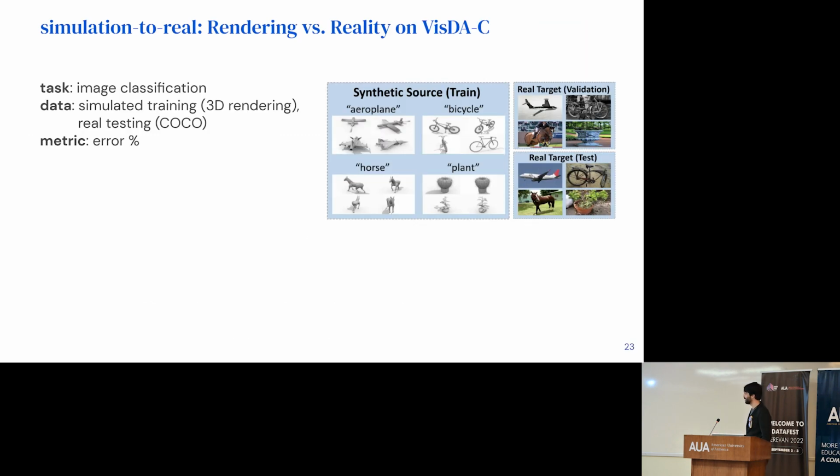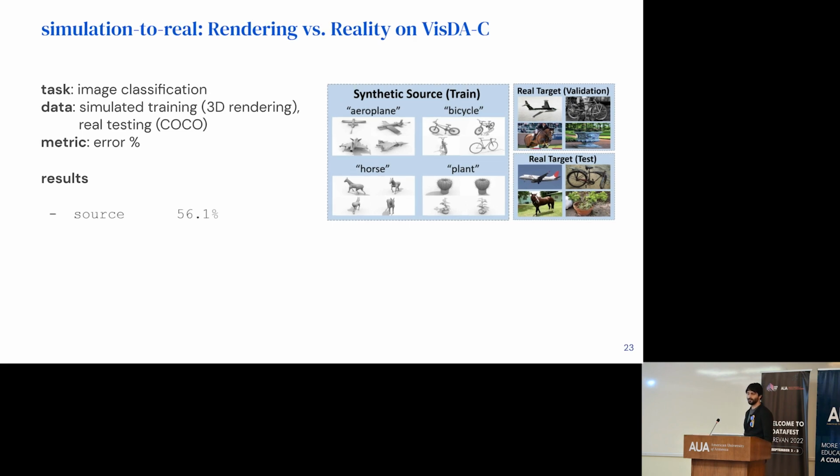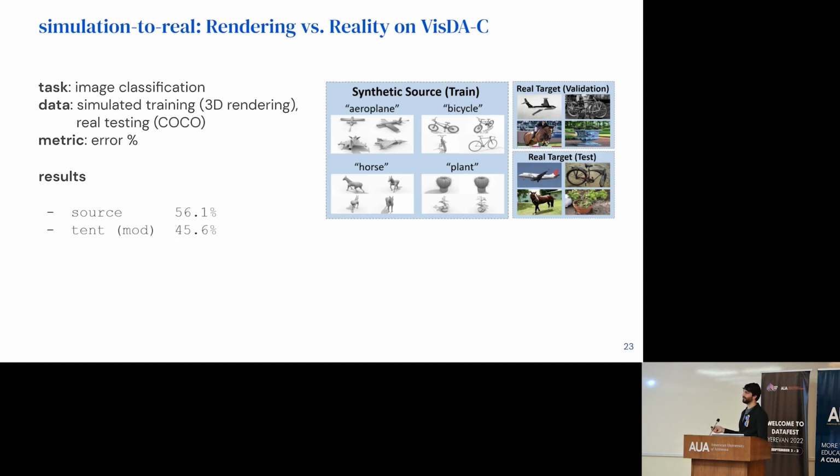So right, that was looking at these digits. Let's look now at simulated data. In this case, there's a standard data set called VisDA-C, where you train synthetically and then test in the real world. This is maybe an extreme shift, more extreme than you would try, but it is still interesting to measure. So here the task is classifying images, simulated data versus real data, and the metric is again just error rate, the error percentage. For our results, the source model has a certain error as always, in this case 56. Tent, with its affine modulation, brings that down to 45. That's updating those scales and shifts.